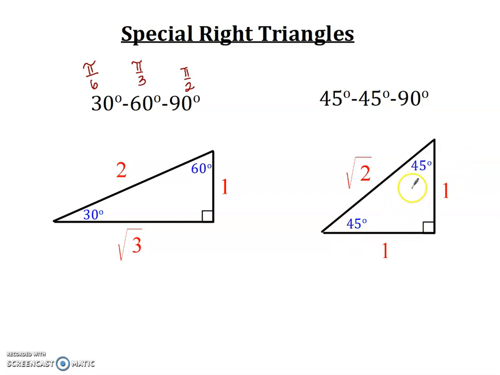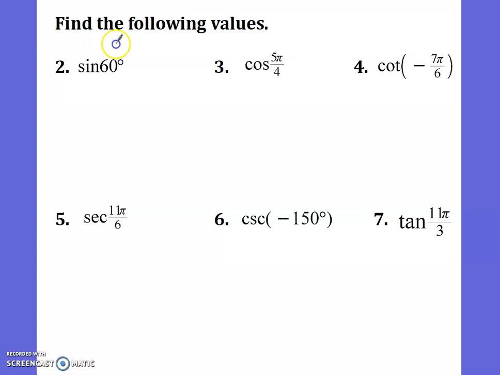Okay, so we are going to use these special right triangles to find trig values when I give you the angle measure. And before we do that, remember 45 degrees, that is pi over 4. 180 over 4 would be 45 degrees. Okay, so to find the following value, let's just start with a basic one.